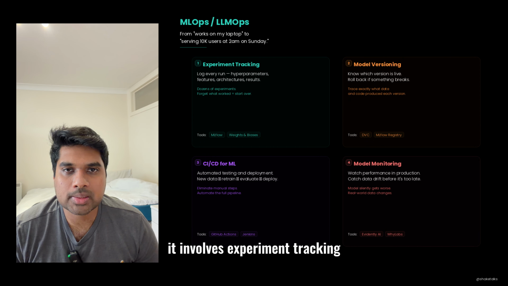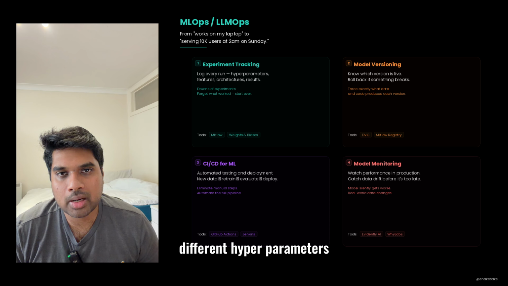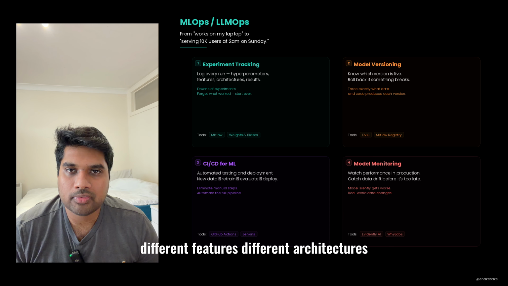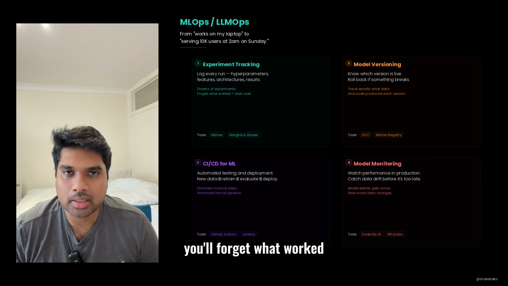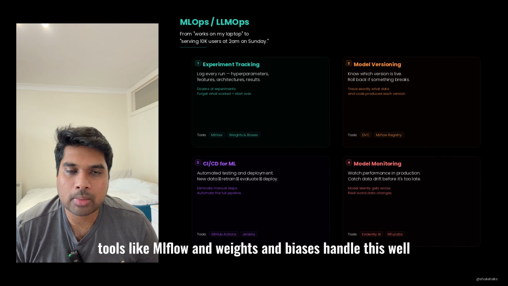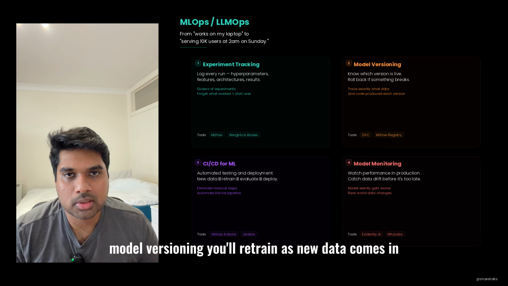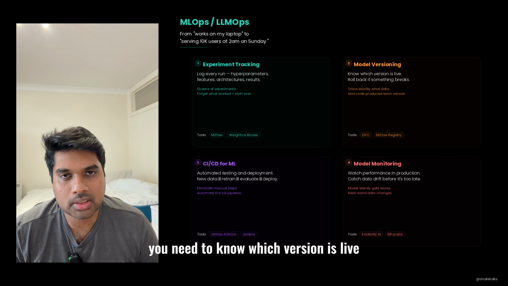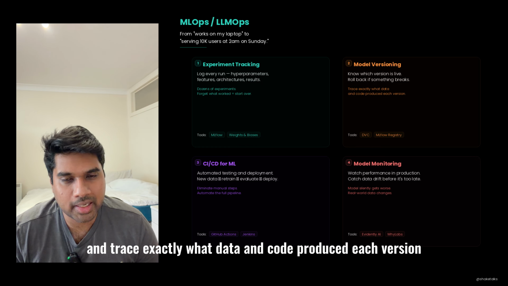It involves experiment tracking, where you are going to try dozens of combinations, different hyperparameters, different features, different architectures. If you are not logging every run, you'll forget what worked. Tools like MLflow and Weights and Biases handle this well. Then model versioning. You'll retrain as new data comes in. You need to know which version is live, roll back if something breaks, and trace exactly what data and code produced each version.